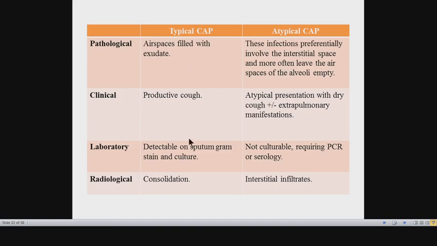And for that reason, when you talk about the clinical features, in typical community-acquired pneumonia, you will have productive cough. There is expectoration of sputum because the air spaces are filled with exudate. While in atypical community-acquired pneumonia, you will have atypical presentation with dry cough. There is minimal sputum production, or even no sputum production. There is dry cough because here the air spaces are empty. The infection involves the interstitium, not the air spaces. For that reason, the patient will have dry cough. And this is atypical presentation because the typical presentation of pneumonia is with productive cough.